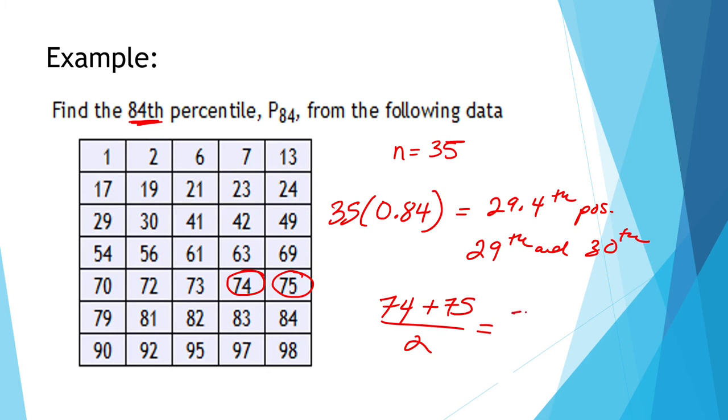And this is equivalent to 74.5, which means 84% of the data is below 74.5. 74.5 is the 84th percentile, which means 84% of the data is below 74.5.